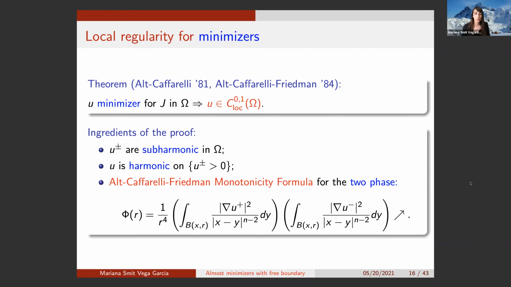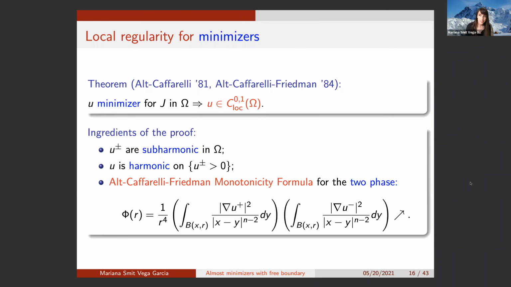And for the two phase, we actually needed to work a little bit harder to get the Lipschitz regularity, and we needed an Alt-Caffarelli-Friedman monotonicity formula. That is because when the function is allowed to be positive and negative, we need to be a little bit more careful with what happens with the interplay of the two phases. So for that, the Alt-Caffarelli-Friedman formula comes into play.